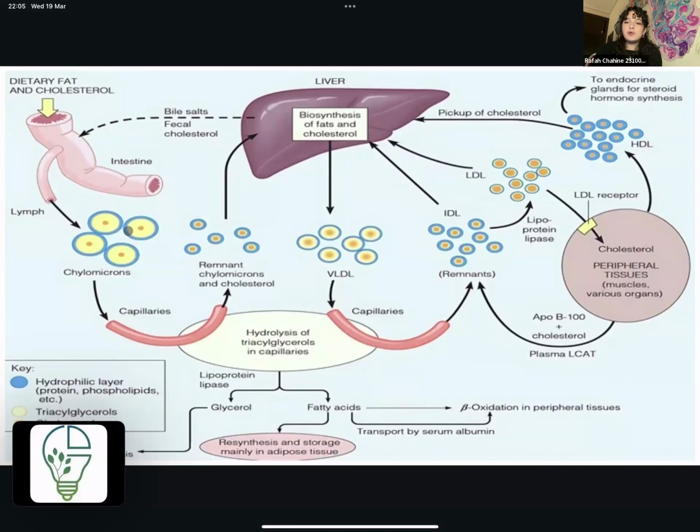Now they're going to go into the capillaries. And in these capillaries, we have a very important process that we are going to talk about in detail, where these chylomicrons are going to be broken down by this enzyme called lipoprotein lipase. After they're broken down, any remnants of these chylomicrons and the cholesterol are going to go to the liver and get repackaged as VLDLs, as we see over here. And then these VLDLs, because they also contain triglycerides, we're trying to get everything that we can.